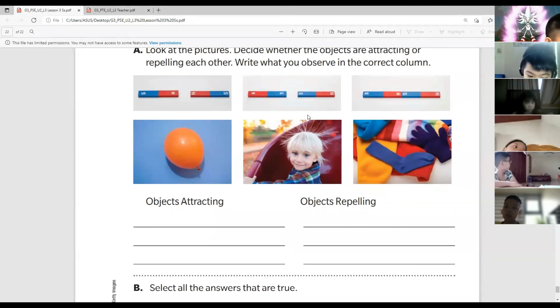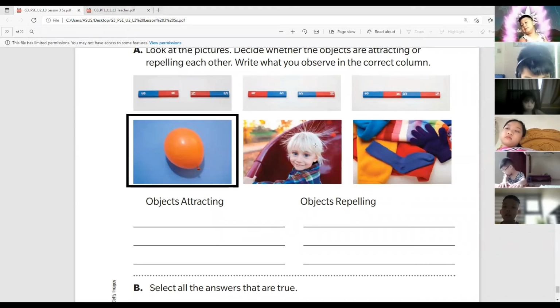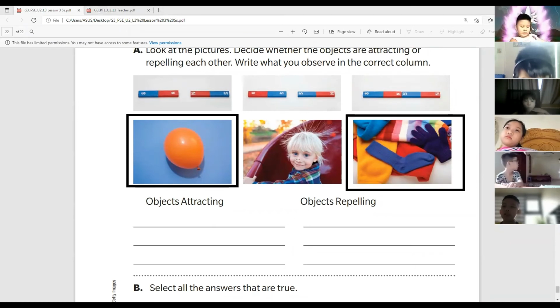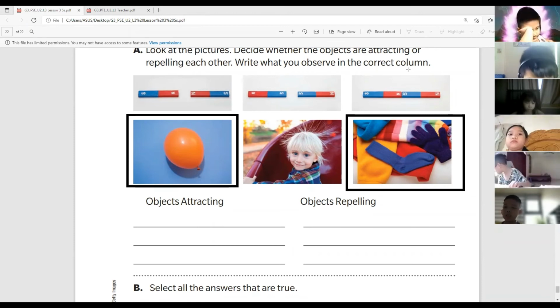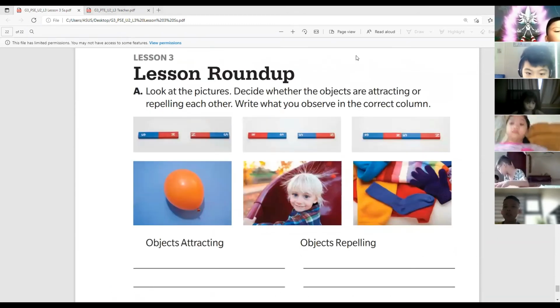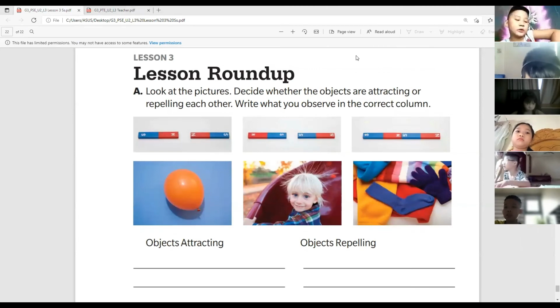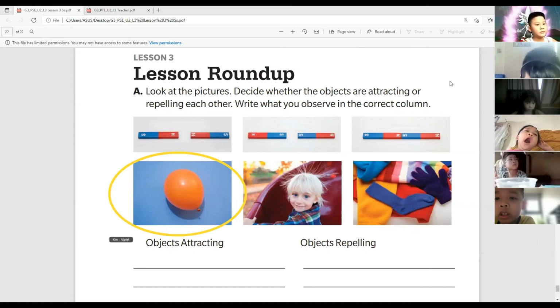Now, I'm not gonna lie, these 2 pictures are kind of hard for Mr. Connor to figure out. Okay, but we're gonna try our best. Let's circle first. Circle all the objects that you think are attracting. Everyone in 3, 2, 1, go. What forces do you think are attracting?